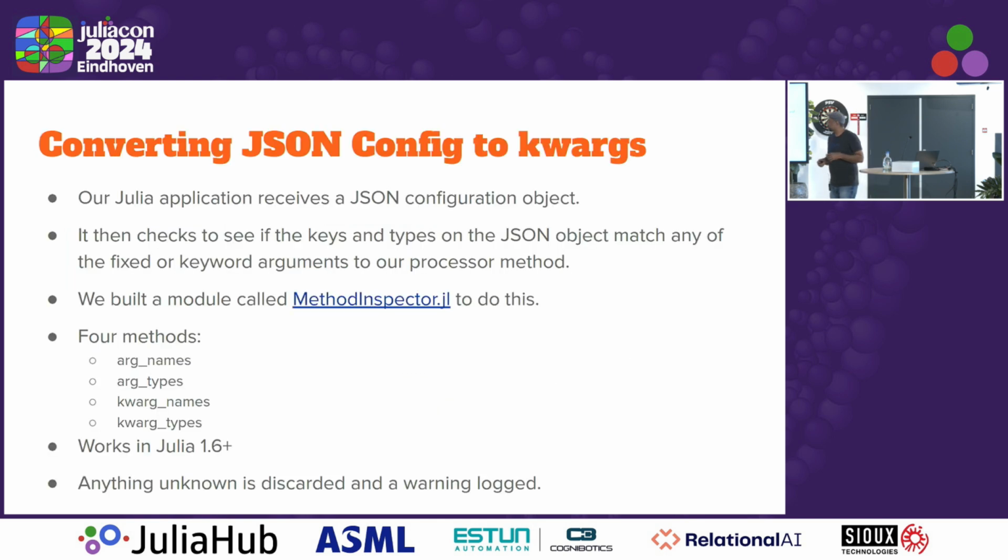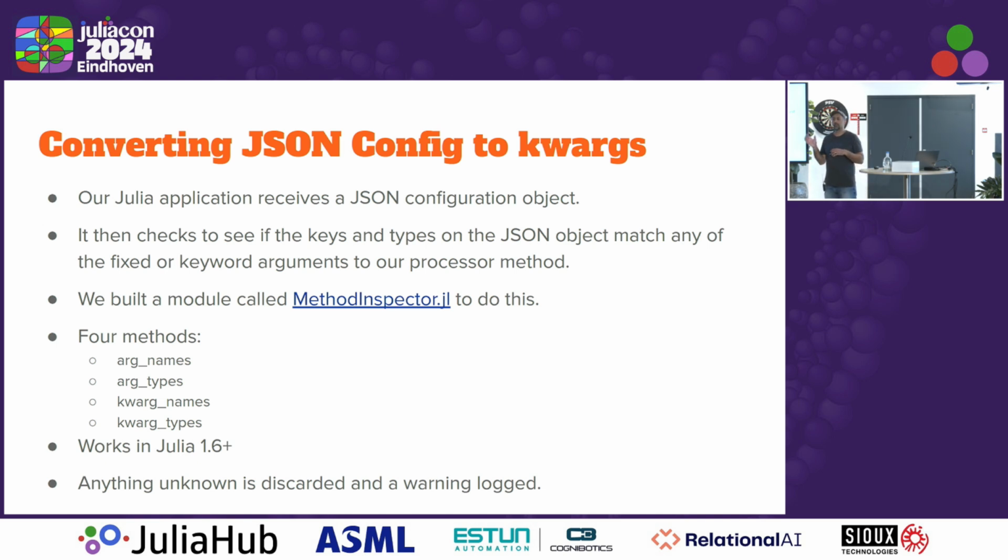So by doing this, we avoid code injection, right? I said our Julia application receives a JSON configuration, which checks to see if the keys and types of the elements in the JSON object match the method values. So we built a module called Method Inspector. Again, you can package add that. It's in the Julia repository. It essentially has 4 methods, right? Arg names, arg types, KW args, and KW types.